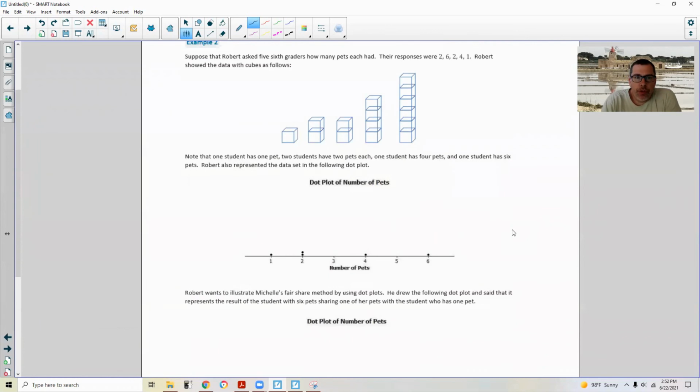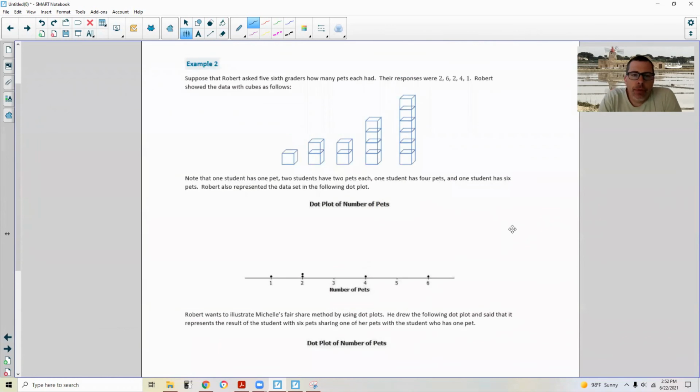Okay, page 3 brings us to example 2. And it says, suppose that Robert asked 5 6th graders how many pets each had. Their responses were 2, 6, 2, 4, and 1. Robert showed the data with cubes as follows. So he's going from least to greatest. So this is the 1 and 2 students had 2, 1 had 4, and 1 had 6. So it says, note that 1 student has 1 pet, 2 students have 2 pets each, 1 student has 4 pets, and 1 student has 6 pets.